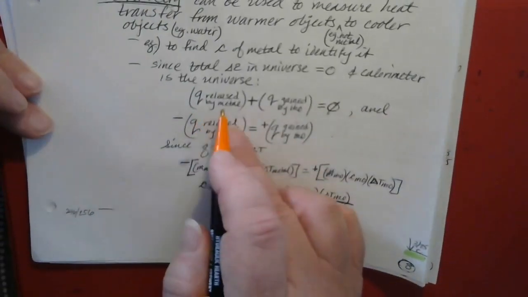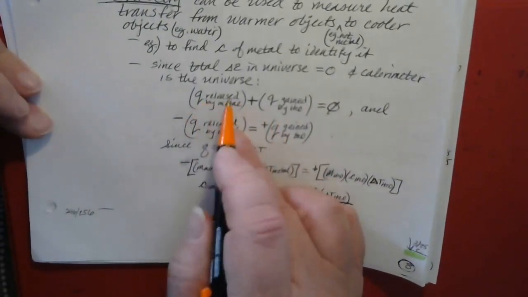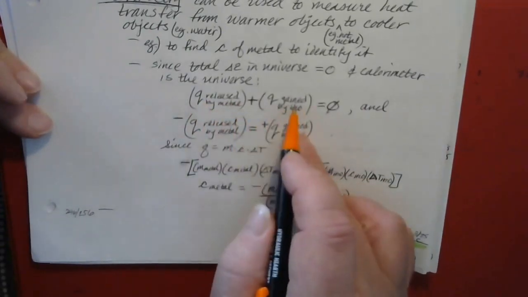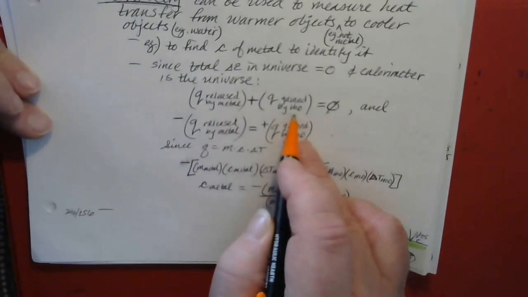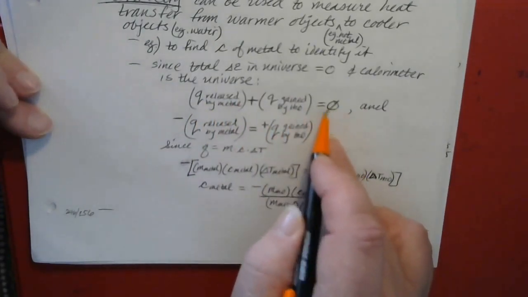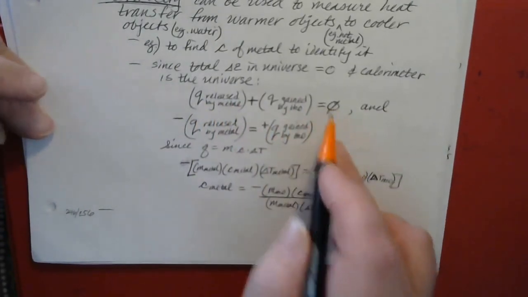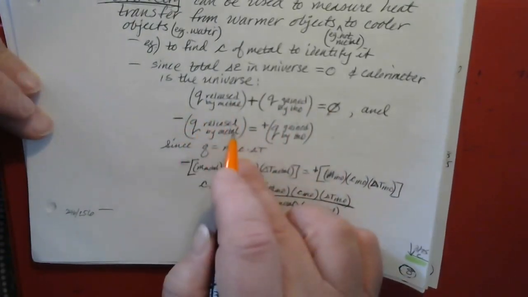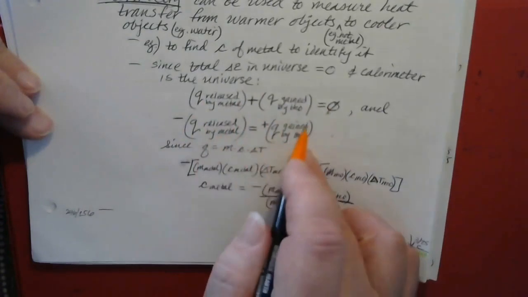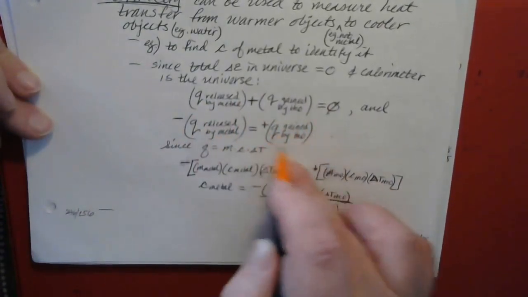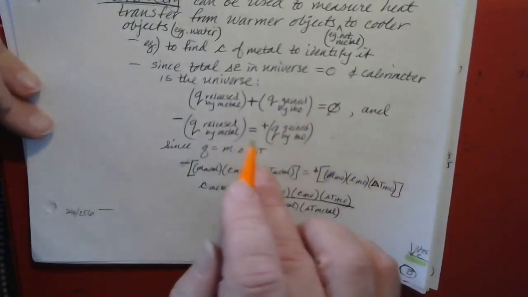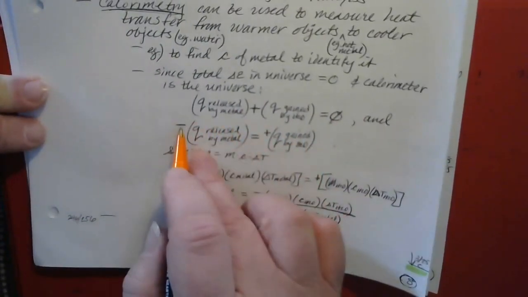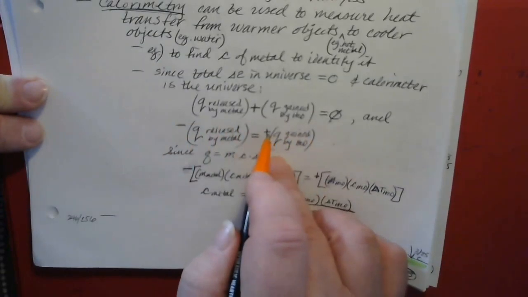And what that means is that within the calorimeter, the energy or heat released by the metal and the energy or heat gained by the water must total up to zero. Another way of thinking of that is that the amount of energy lost by the metal is the same as the energy gained by the water. Only numerically, their signs would be opposite because the metal is losing heat and the water is gaining heat.